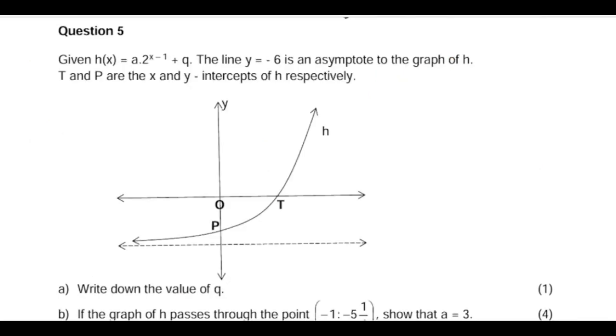Okay, grade 11s. Let's look at this question 5. This is functions, exponential functions.